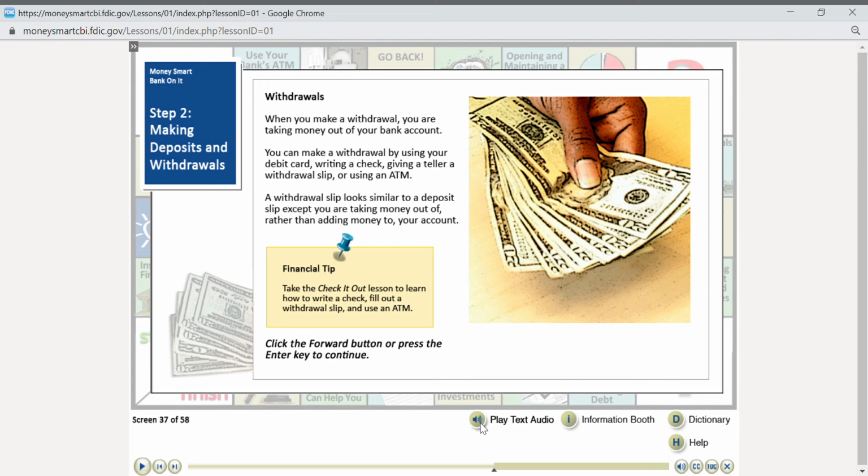Withdrawals. When you make a withdrawal, you are taking money out of your bank account. You can make a withdrawal by using your debit card, writing a check, giving a teller a withdrawal slip, or using an ATM. A withdrawal slip looks similar to a deposit slip, except you are taking money out of rather than adding money to your account.